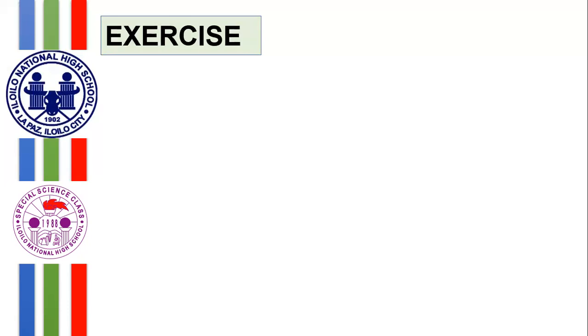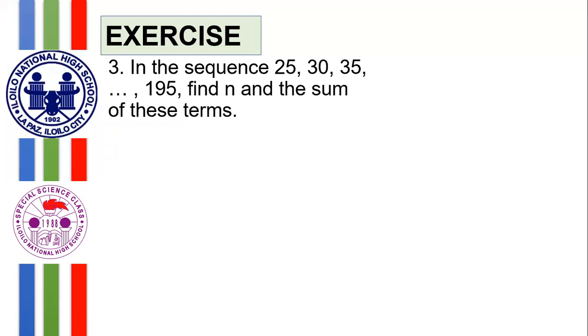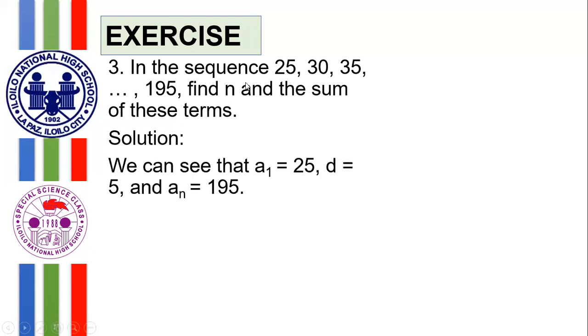Number 3. In the sequence 25, 30, 35, and so on until 195, find n and the sum of these terms. From this, you could actually see from this given that the first term is 25. Your common difference is 5. How come 5? 30 minus 25, that's 5. 35 minus 30, it's 5, and so on.